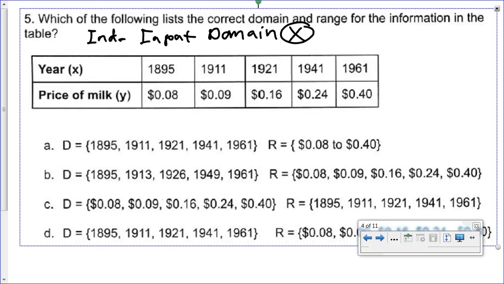So which of the following lists the correct domain and range? Okay, well, if we know that our domain is our x's, in this case, years, I think we just about answered the question then.